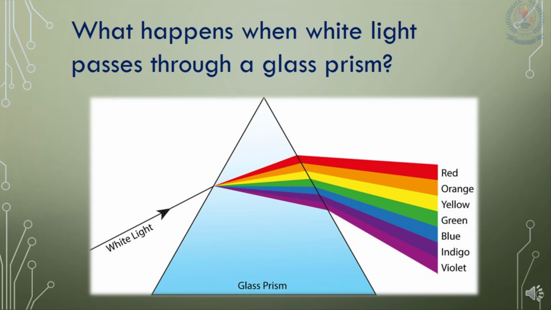Yes. So, this is the spectrum of white light and the colors always appear in the same order as the colors of a rainbow. And children, the splitting of white light into its constituent colors is known as dispersion.